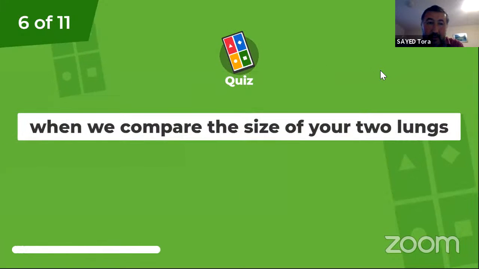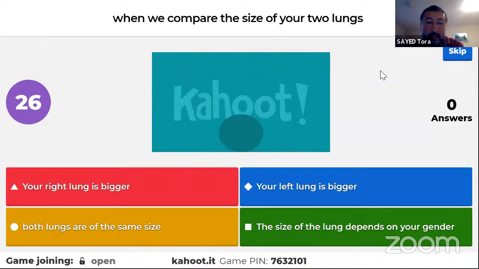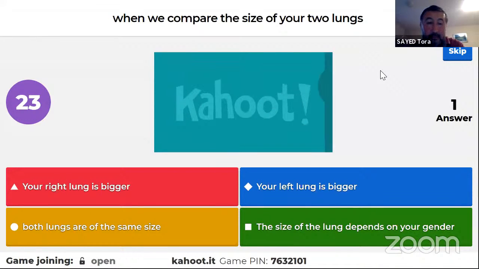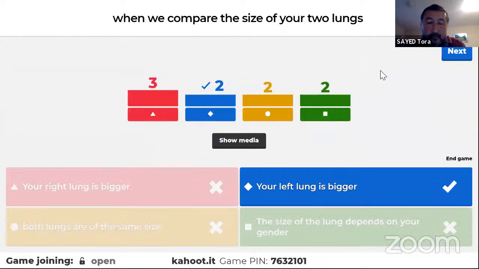Okay, our next question, question number six. When we compare your two lungs, your right lung is bigger, your left lung is bigger, both lungs are of the same size, or the size of the lung depends on your gender. Which statement is true, or which statement is correct? When we compare the size of your two lungs, is it the right lung that is bigger? The correct answer is that your left lung is bigger. And that is so that it makes space for the heart.